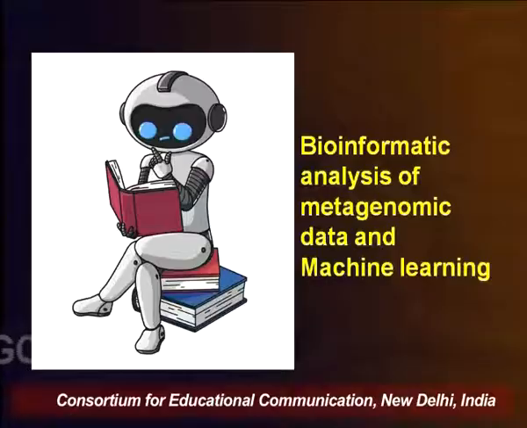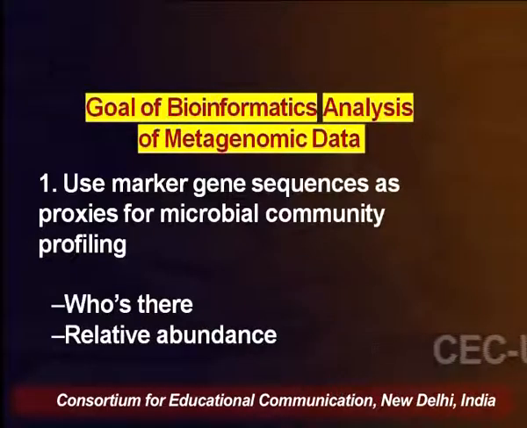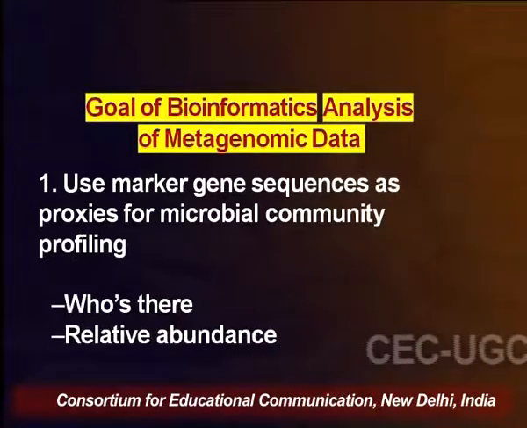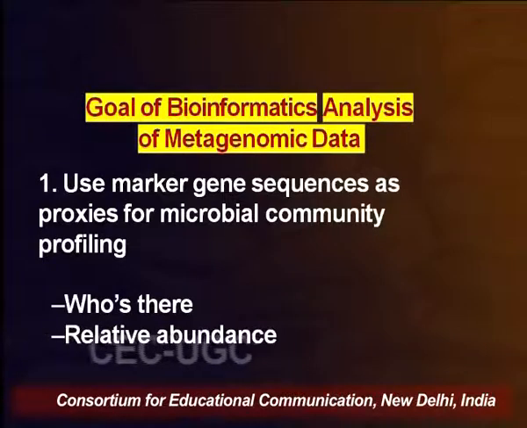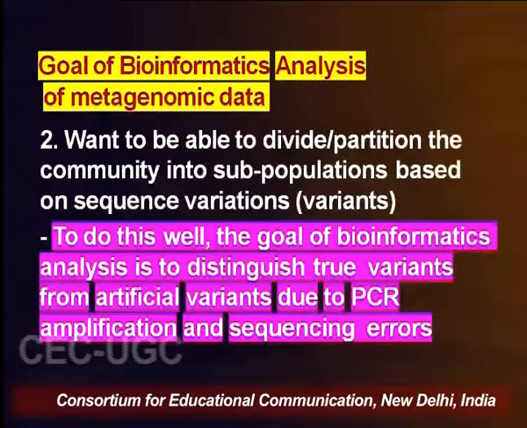So that's a small cartoon where I'm just trying to show you how remembering and applying different methods in the field, especially machine learning, has really boosted the bioinformatic analysis of metagenomic data. So in any bioinformatic analysis of metagenomic data, we have three main goals. The first one is we want to know who is there and what is their relative abundance. So we try to use marker gene sequences as a proxy for the microbial community, and we understand who is there and in how much number.